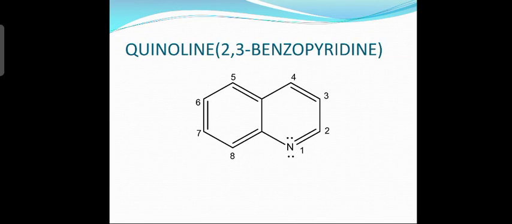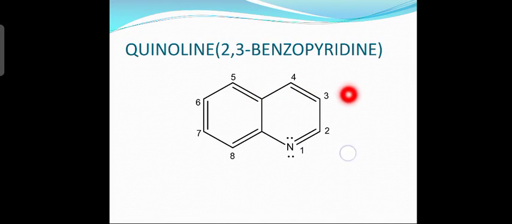So first let us say quinoline. Now what is the IUPAC name of quinoline? IUPAC name is 2,3-benzopyridine. Now what is the structure? Quinoline has got one benzene ring and then one pyridine ring joined at these two corners.